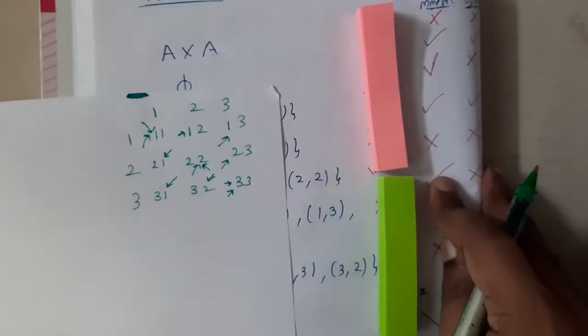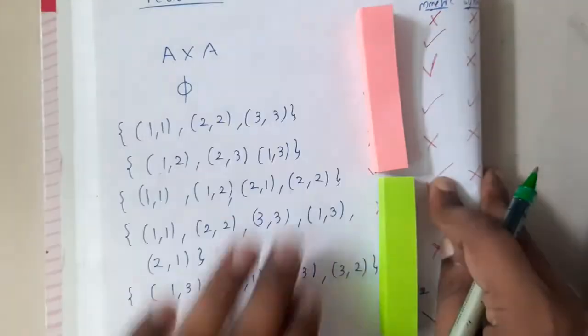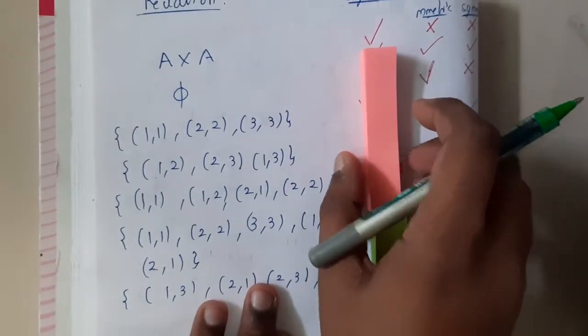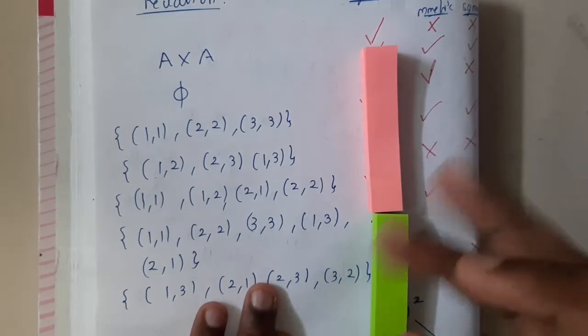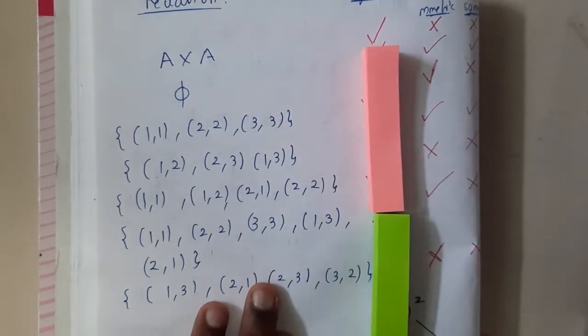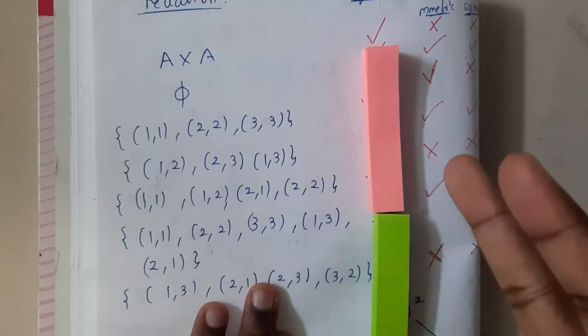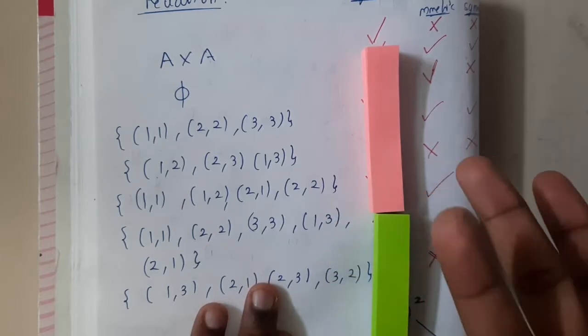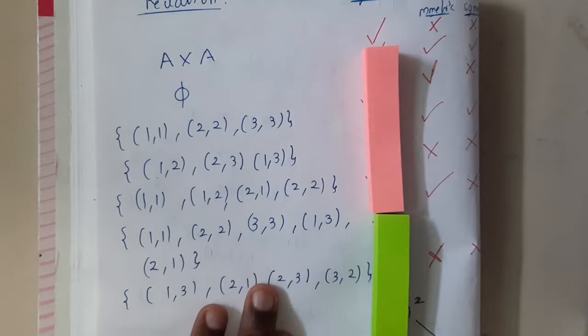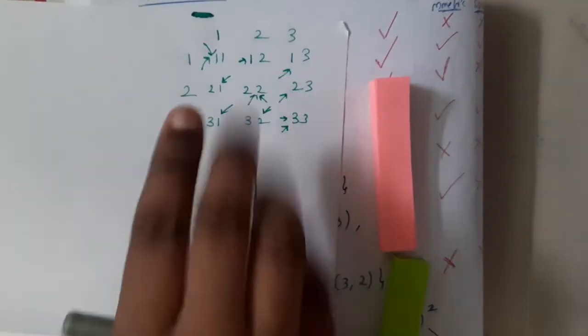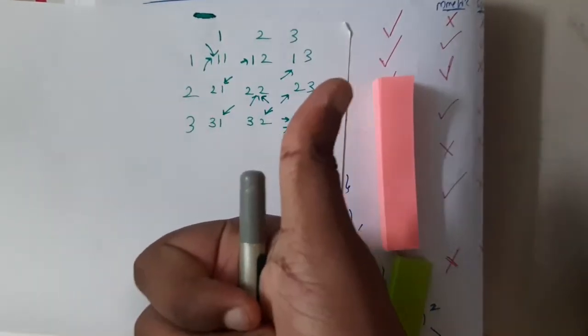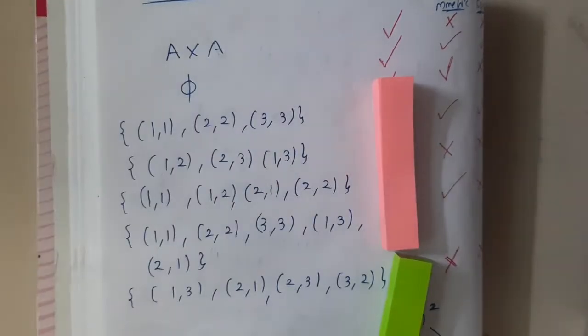Moving on to phi. Does phi have anything? It is an empty set. If it is already an empty set, is there any if-then to check? It is not even having any element. Hence it is a symmetric relation. It's quite surprising, but it is symmetric, because the condition says if 3 comma 1 is there, 1 comma 3 should be there. If it is not there, it's always fine. That is the simple logic.